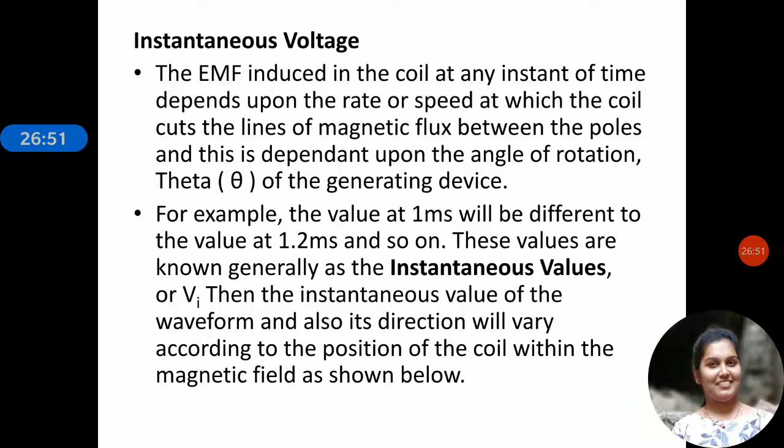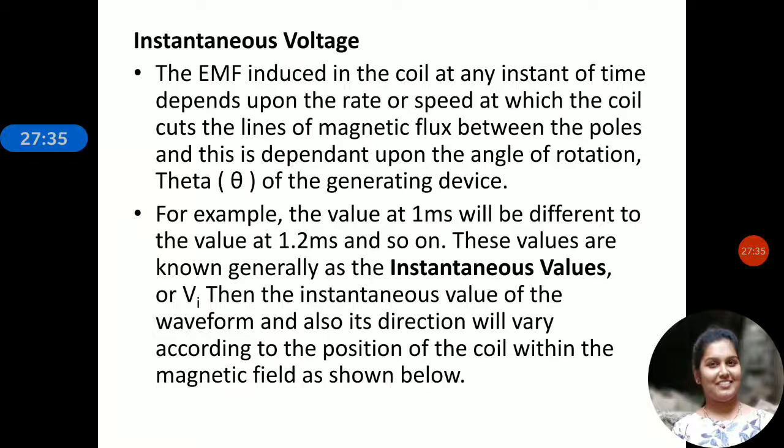So now we'll see what is instantaneous voltage with respect to this AC generator. The EMF induced in the coil at any instant of time, that is the present time, depends upon the rate or speed at which the coil cuts the lines of magnetic flux between the poles, and it is dependent on the angle of rotation theta of the generating device. For example, the value at 1 millisecond will be different to the value at 1.2 millisecond and so on. These values are generally known as instantaneous values, represented with the letter V with suffix small i.